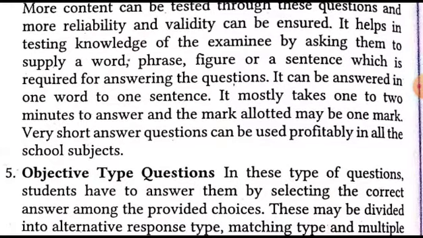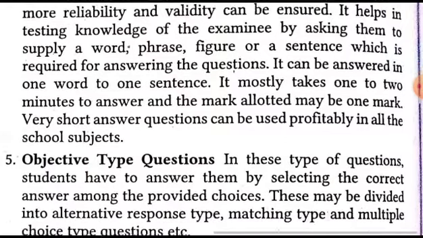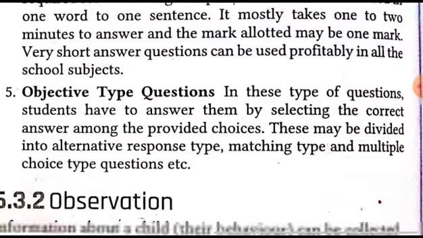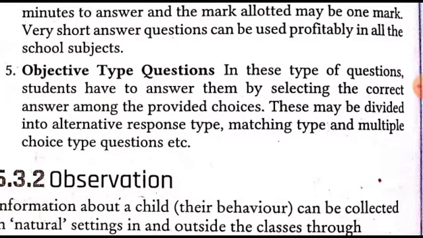It will mostly take 1 to 2 minutes to answer and mark allotted may be 1 mark. Very short answer type question can be used profitably in all the school subjects. Objective type questions. In these type of questions, students have to answer them by selecting the correct answer among the provided choices. These may be divided into alternative response type, matching type, and multiple choice question, etc.